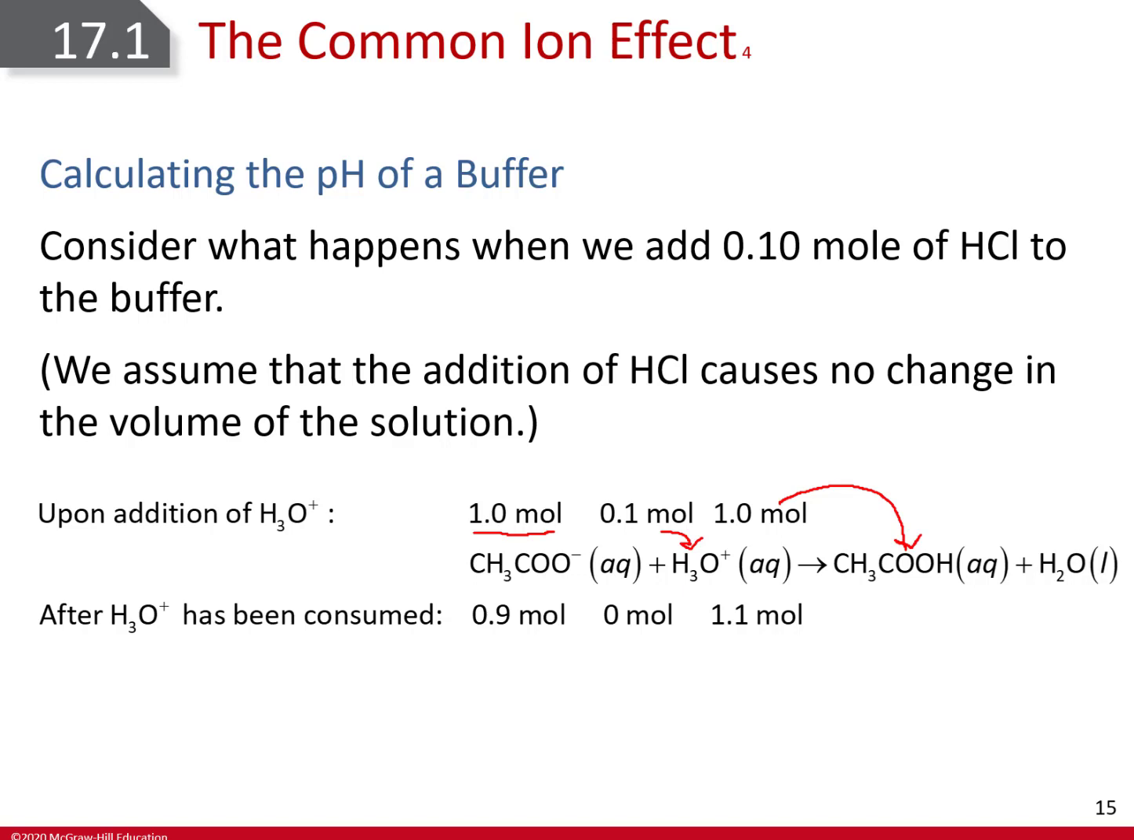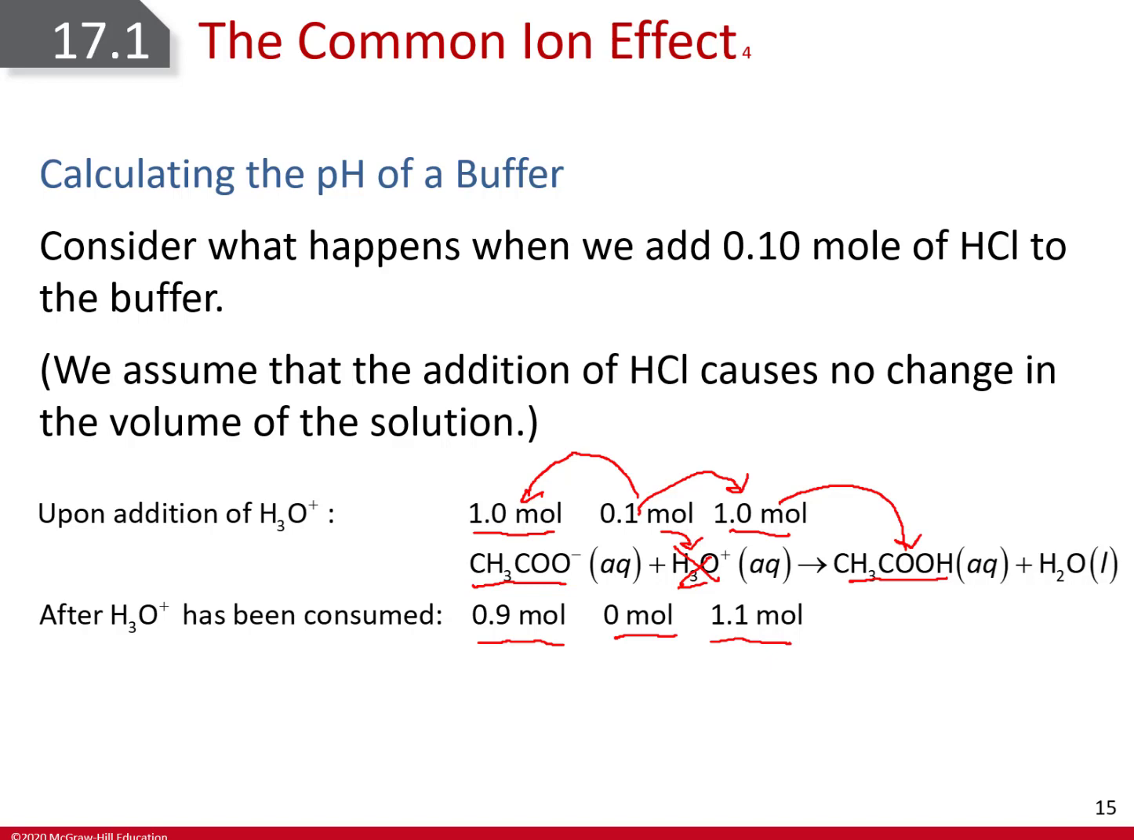Okay, so we had 1 mole of the acetate ion and we had 1 mole of the acetic acid. The 0.1 mole of acid is going to react with the acetate ion, and we've seen that already. So we lose 0.1 moles of the acetate ion, and that's why we have 0.9 left over. We have 0 of the hydronium ion from the acid because it reacted with the acetate ion. And now we have 1.1 moles of the acid. So we had 1 mole, and then this 0.1 was converted over to molecular acid, and that makes it 1.1 mole.